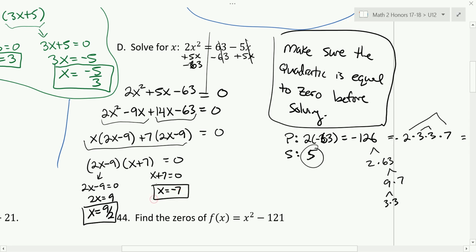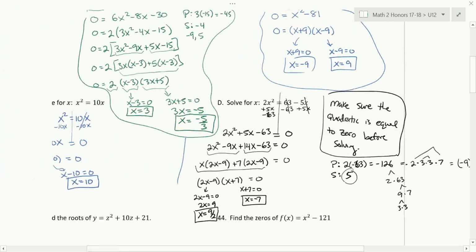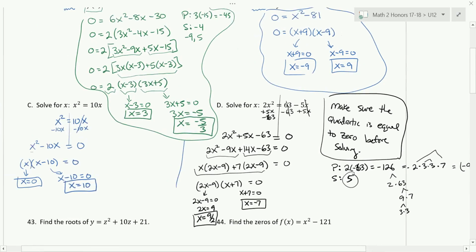Okay. So all my examples did factor, but the ones you're seeing, they may not all factor. But you try factoring first. And again, if it doesn't factor, then fall back on either completing the square or the quadratic formula. Okay.